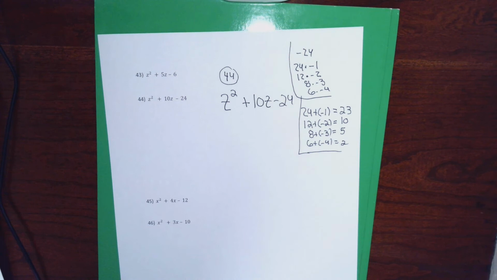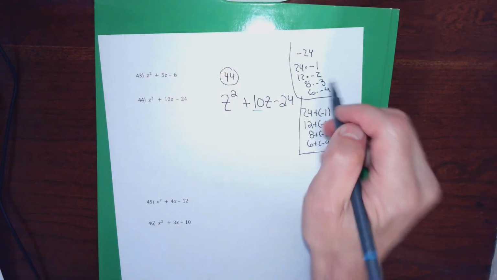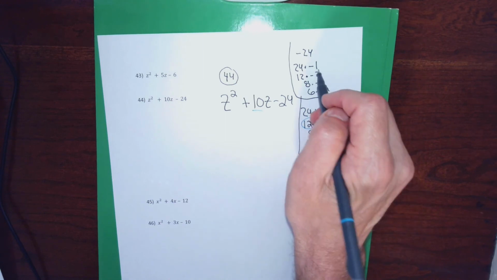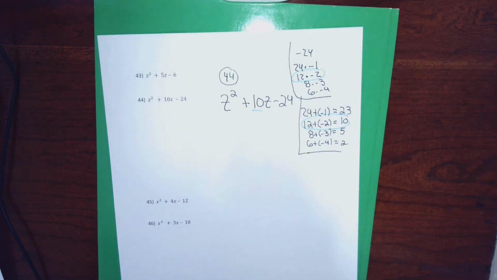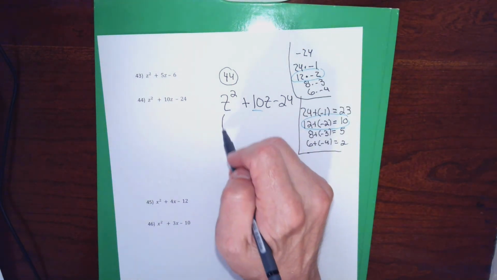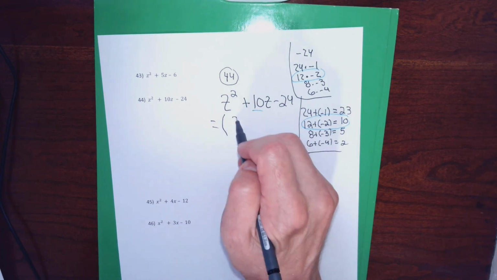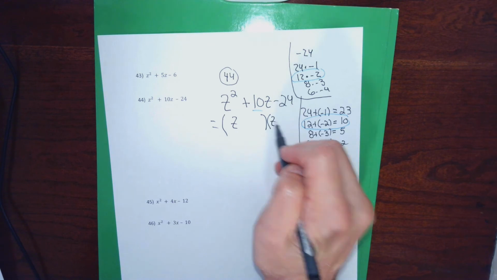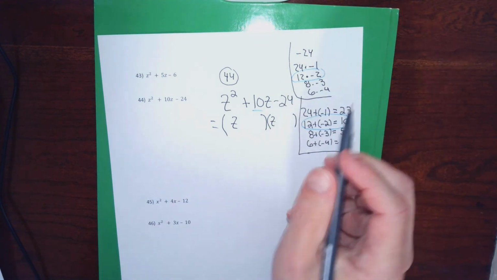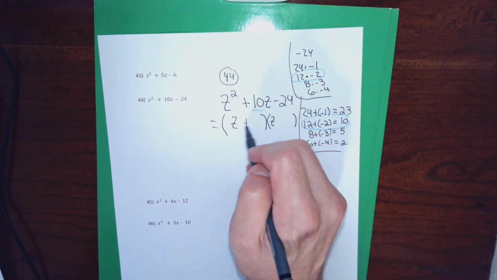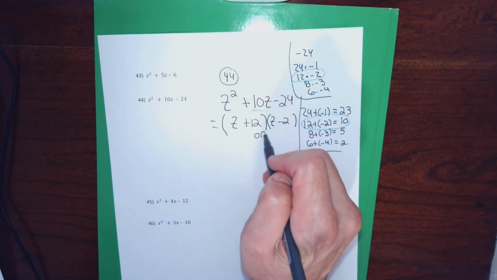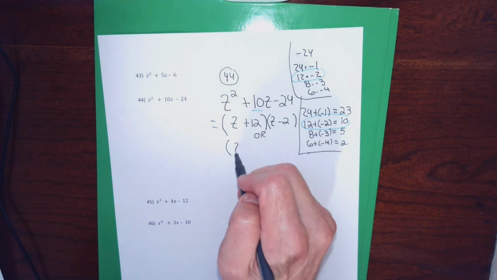So now I look for the right pair, trying to get this 10. So the pair that I'm going to need are the 12 and the negative 2. I'm going to go to factor this. I'm going to split the z squared up into a pair of z's, leading off my parentheses. My numbers are a plus 12 and a minus 2 in any order.